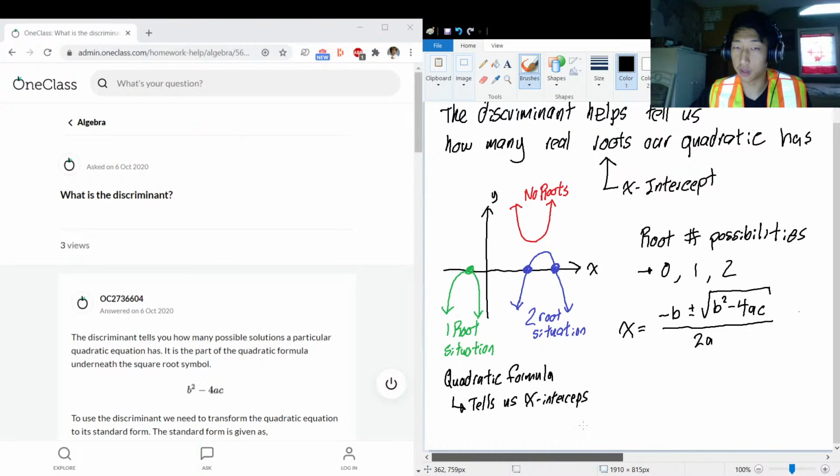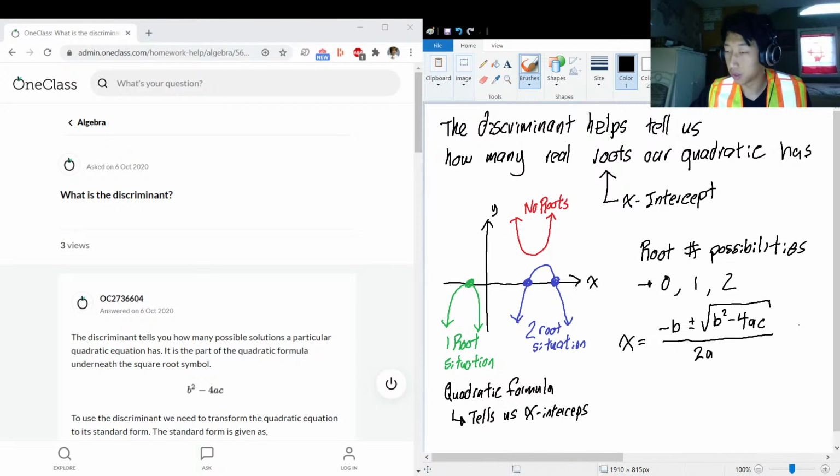Just keep it in mind. I'm gonna extend the page horizontally. Okay, no worries. So this is what our quadratic formula is, and this tells us what our roots are. Now let's pay close attention to this little plus minus here.